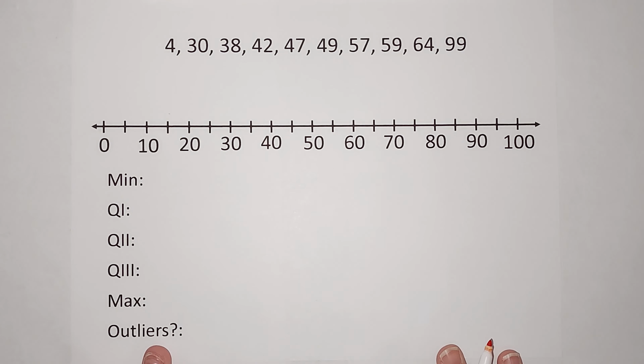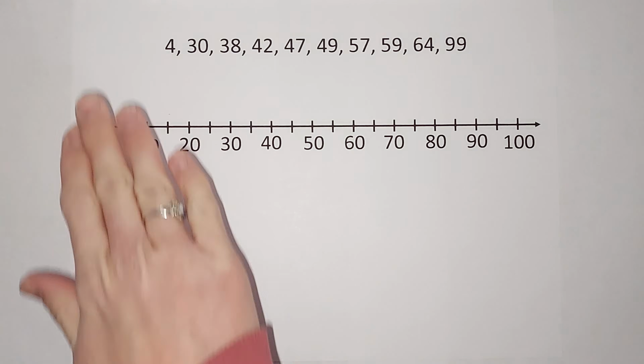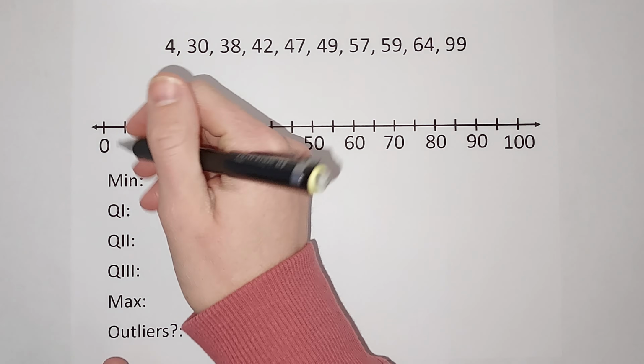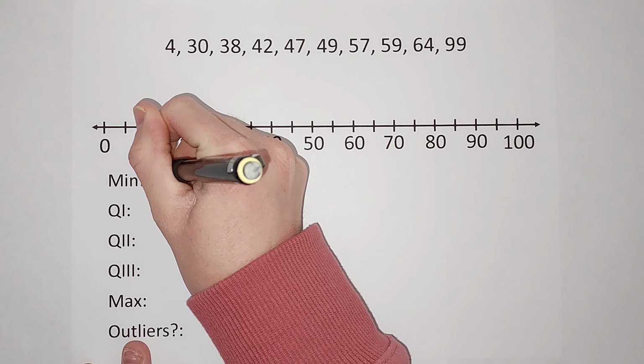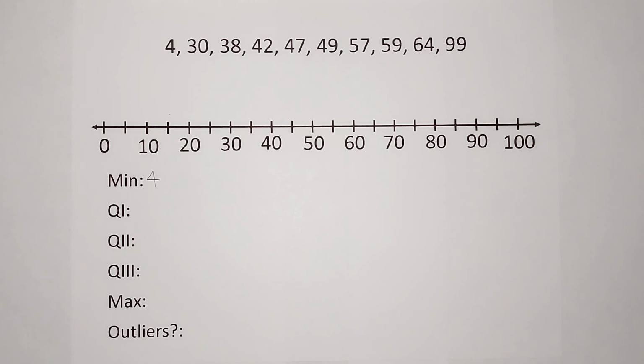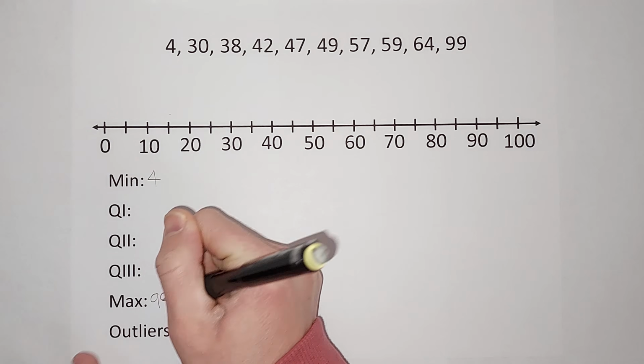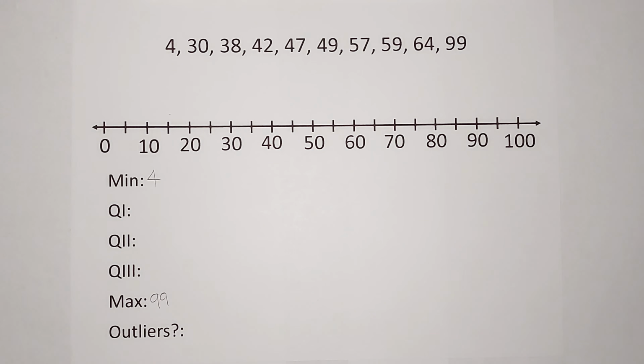So we're gonna start out the same way. Make sure your numbers are in order. It's very helpful. My minimum is my lowest, which is 4. I'm writing this in pencil because my minimum and maximum could potentially change because of outliers, okay? So my minimum is 4. My maximum is 99, okay? Those are in pencil just in case.